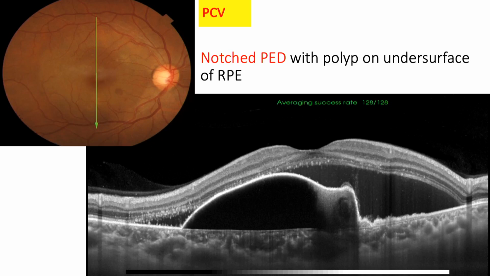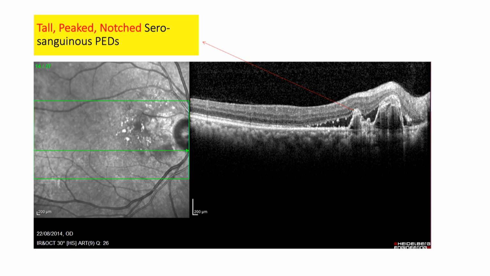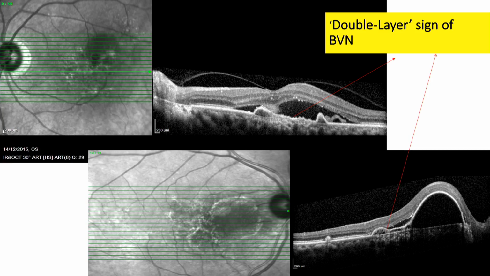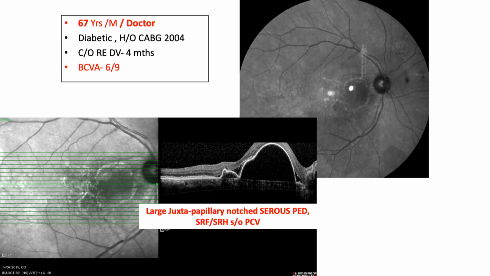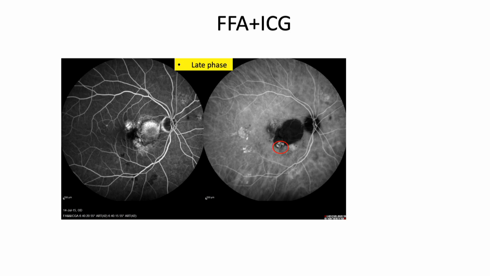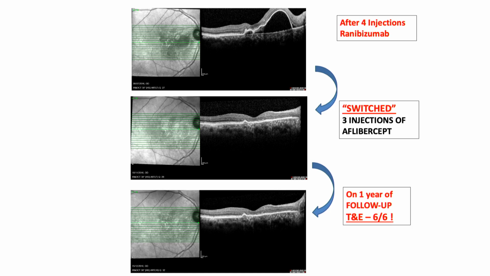These are some case images, the classic notched PED with sub-RPE ring-like structure, a tall peaked notched PED, or a thumb-like PED, or you have a double layer sign separating the RPE from the Bruch's membrane. Also these patients can have serous PED. So serous PED on ICG shows a polyp at the inferior edge of the PED, but then these are not CSC PEDs. This responded well after switching to aflibercept injection.